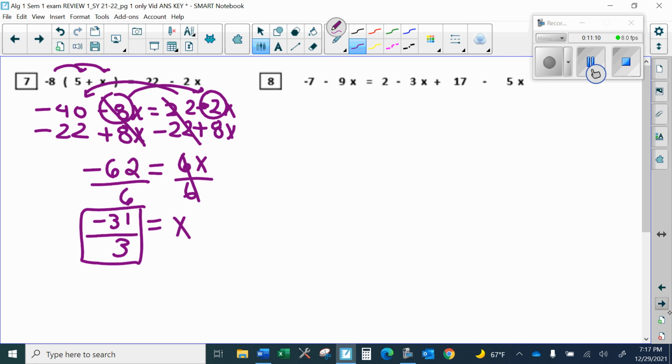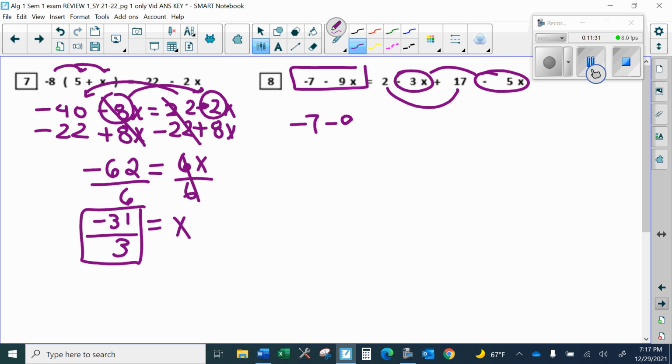All right. Number 8, we don't have any distributive property, but we do have combine like terms. Nothing on the left side of the equal sign. There's nothing to combine over here, so that stays. But over here, I have a constant here, and I have a constant here. Here I have an x term, and here I have an x term. So I'm going to combine like terms. On the left side, there's nothing to combine, so I just rewrite that one down again. On the right side, I'm going to put the x's first. That's usually what you do in standard form. So negative 5x and negative 3x is negative 8x, and 2 plus 17 is 19.